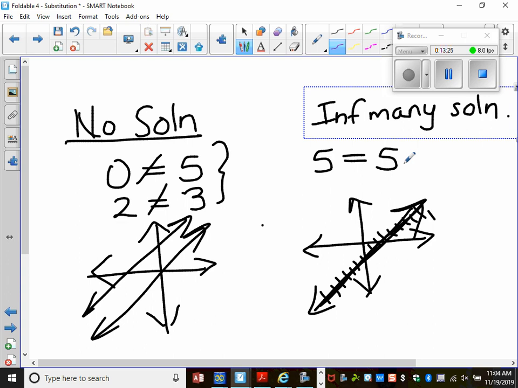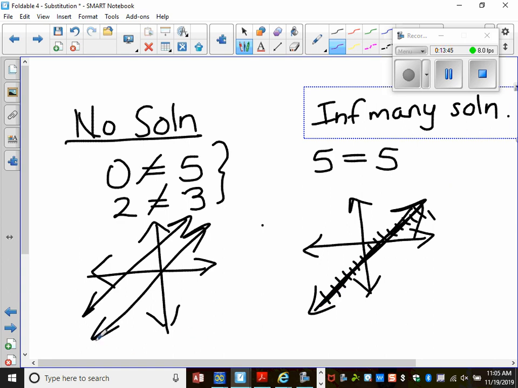If you ended up with two numbers that are the same, that are equal to each other, that means it's the same line graphed on top of one another. So that means it's infinitely many because they're intersecting everywhere. So same thing here, infinitely many. This is what it looks like mathematically. Okay, this is what it looks like graphically. It just looks like one line.